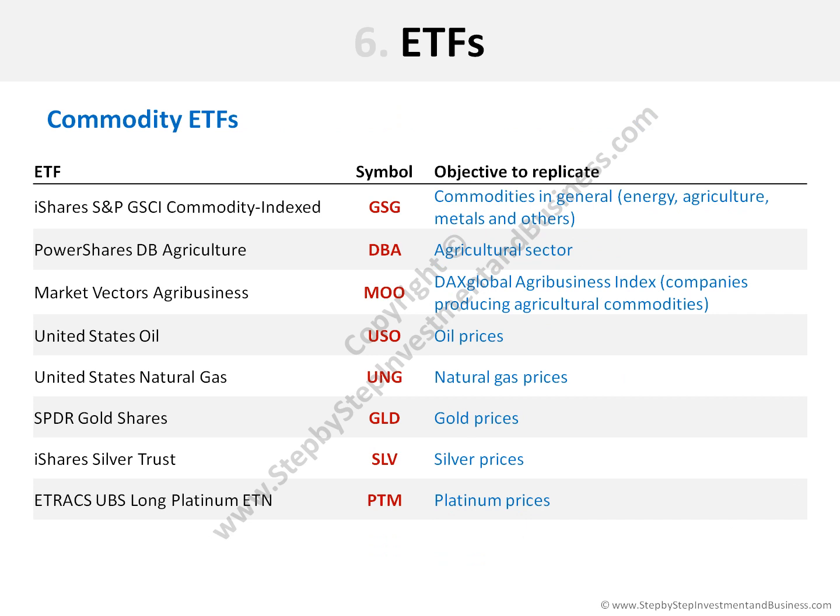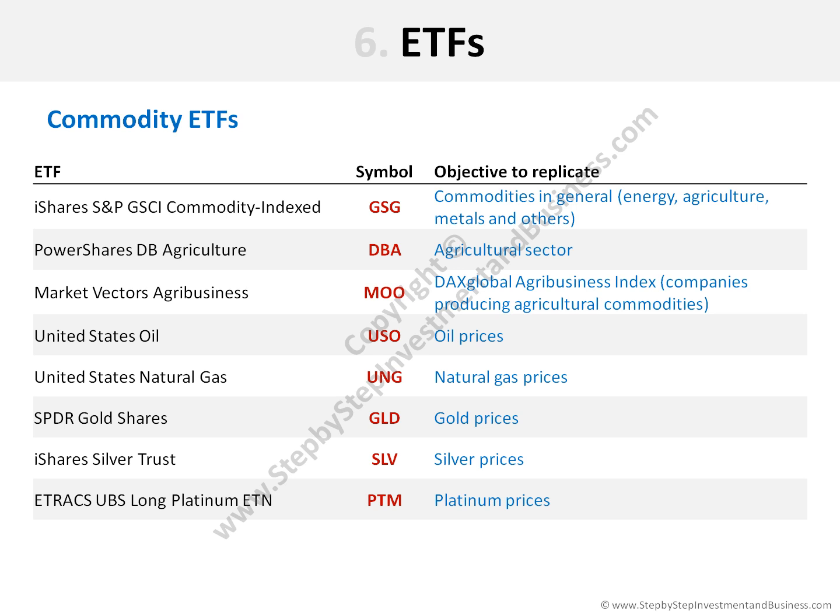In terms of commodities, we also have a wide variety of ETFs. We have the ETF whose symbol is GSG, and whose objective is to replicate commodities in general, from the energy and agricultural sectors, as well as metals and others. We have the ETF whose symbol is DBA, and whose objective is to replicate commodities of the agricultural sector.